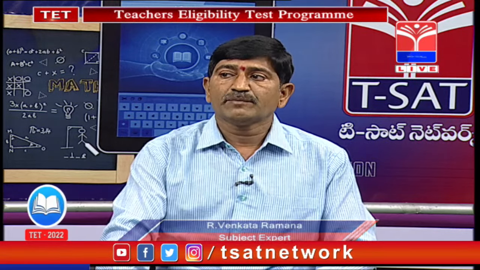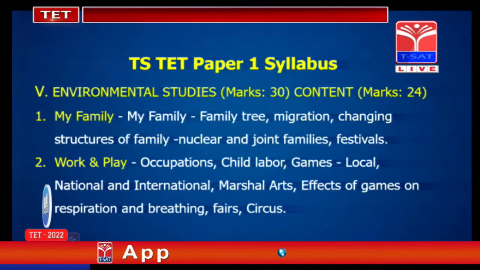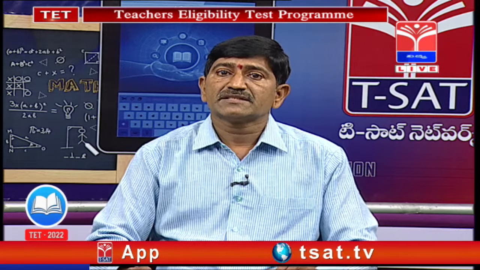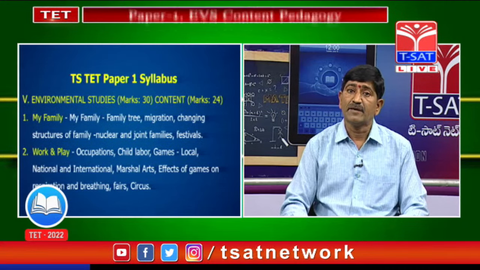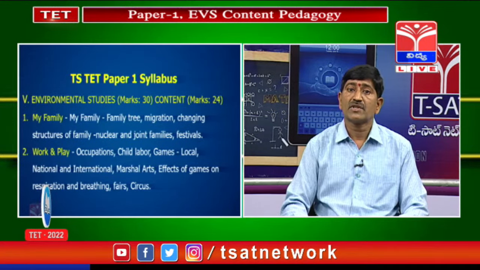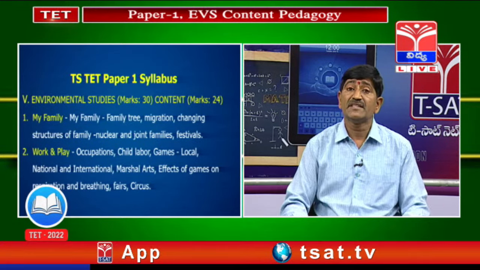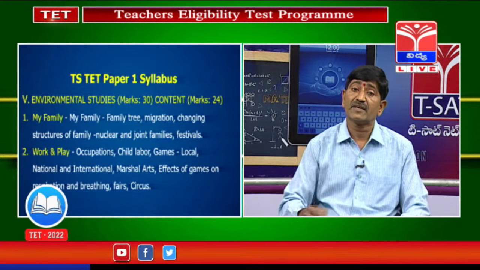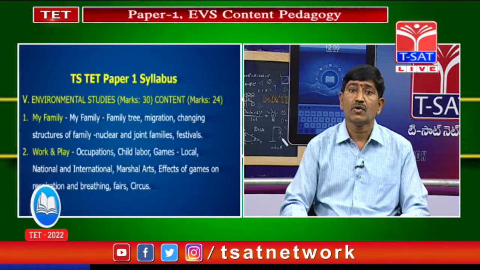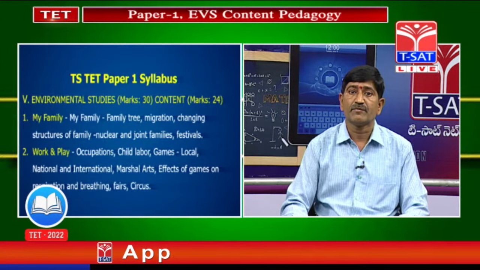Topic 1, environmental studies, first chapter: my family. What is this chapter about? In this chapter we discuss the family tree. In the olden days, family meant father, mother, grandfather, grandmother and sisters, all combined, and discussing this is called the family tree. This chapter starts in 3rd class and is extended in 4th class and further classes. In 3rd class, the first chapter covers the family tree and the migration part.